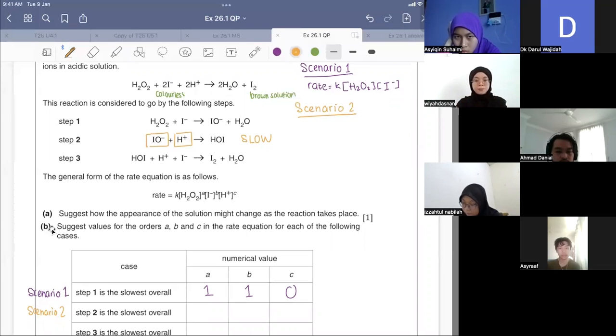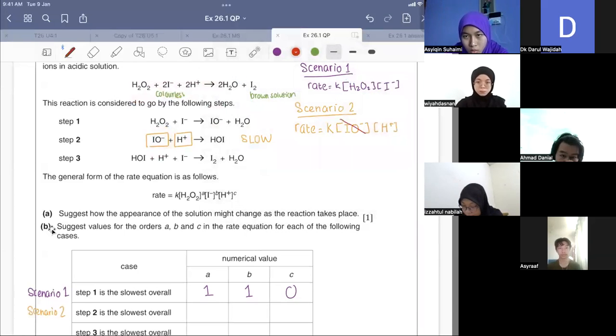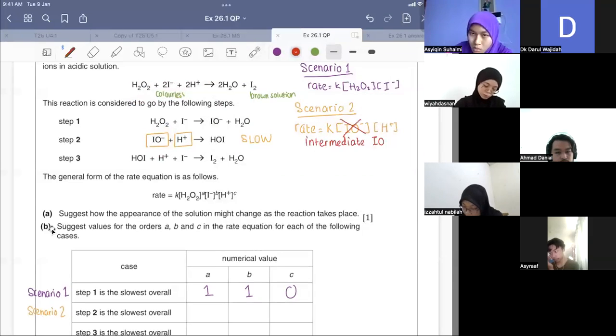So in scenario two, it suggests that my rate equation is equal to K times the concentration of IO minus times the concentration of H plus. Now, if you look at IO minus, does it appear in your equation? No. So that means IO minus is an intermediate. You see here, you've produced IO minus and then you use it up. So IO minus is an intermediate, and if you remember, we cannot include IO minus in our rate equation. So the intermediate, which is IO minus, doesn't appear in the rate equation.